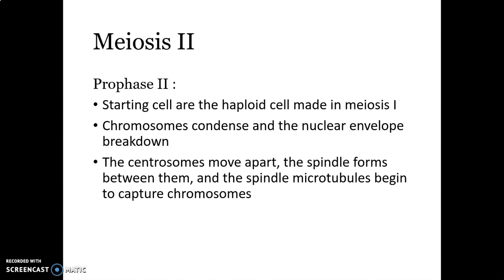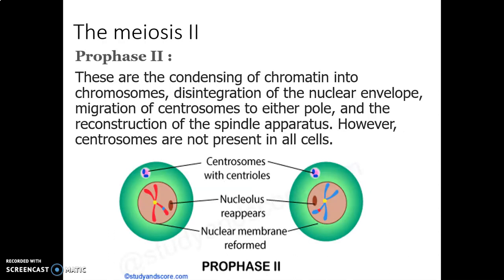Prophase 2. The starting cells are the haploid cells made in meiosis 1. Chromosomes condense and the nuclear envelope breaks down. The centrosomes move apart, the spindle forms between them, and the spindle microtubules begin to capture chromosomes. In prophase 2, there is the condensing of the chromatin into chromosomes, disintegration of the nuclear envelope, migration of centrosomes to either pole, and the reconstruction of the spindle apparatus. However, centrosomes are not present in every cell.